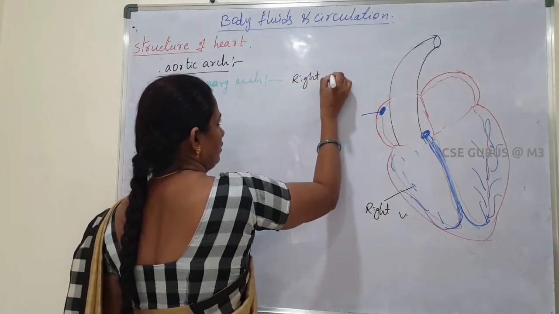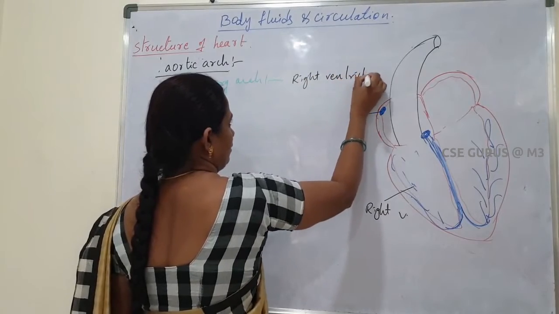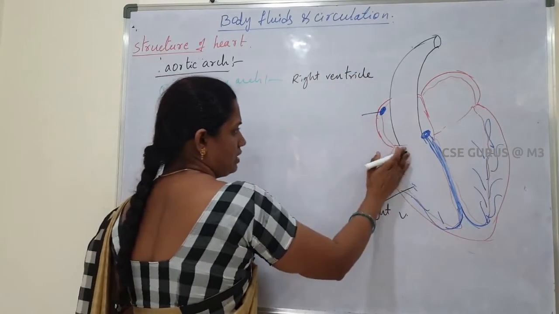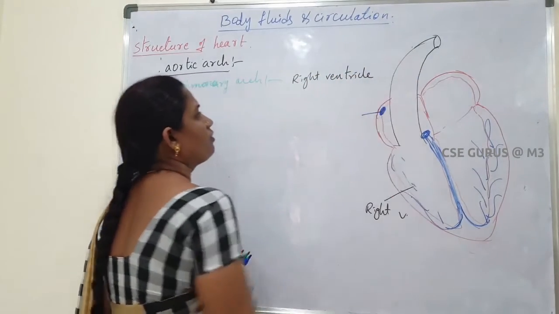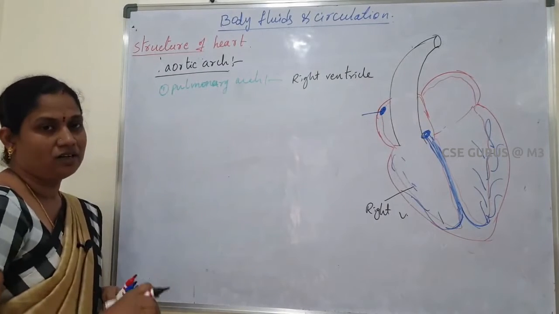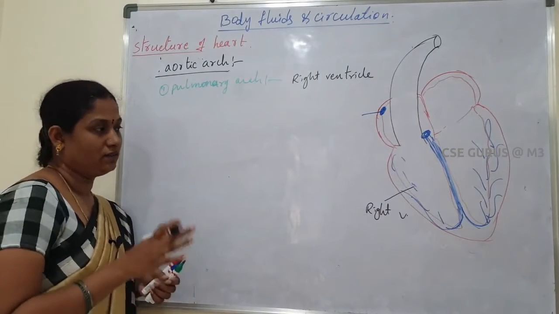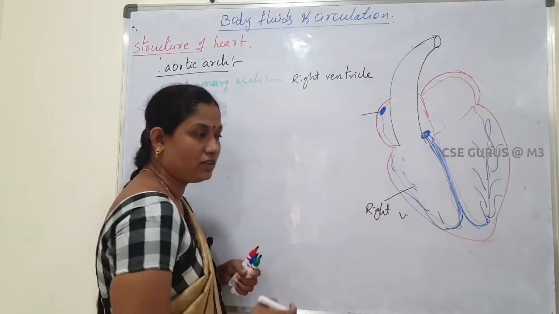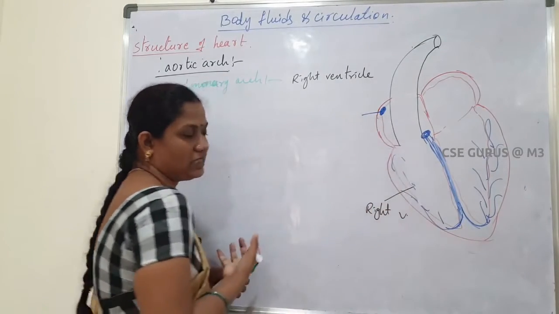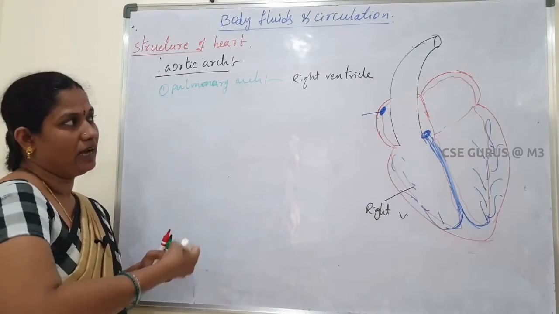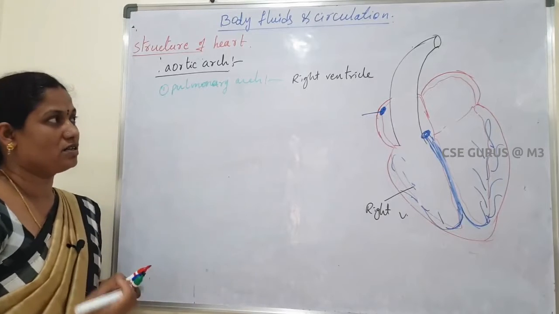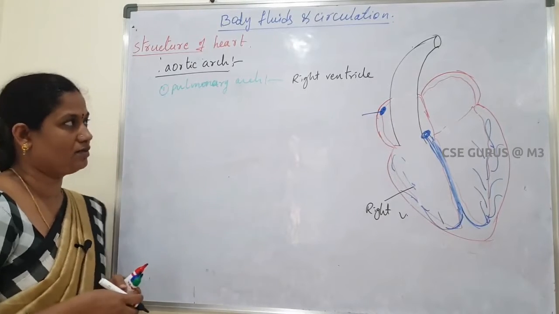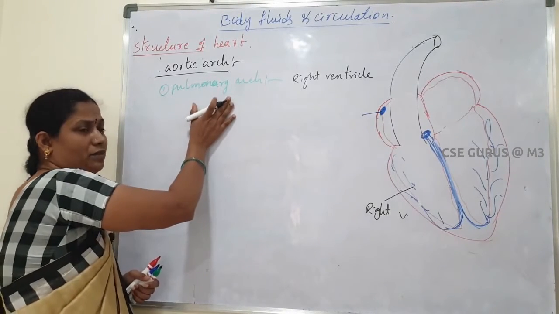So the pulmonary arc arises from the right ventricle. It supplies the blood. Which blood? The deoxygenated blood, which is present in the right ventricle. It collects the deoxygenated blood and supplies it to the lungs. So this is about the pulmonary arc.